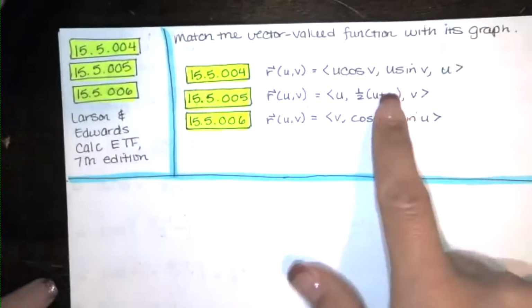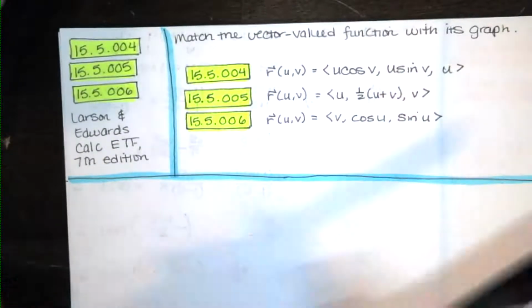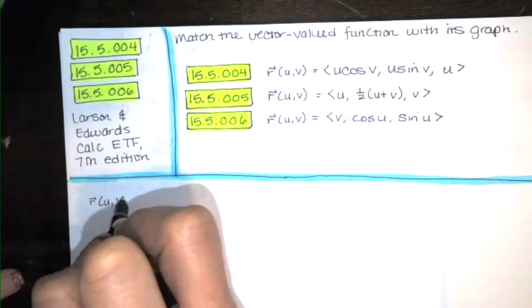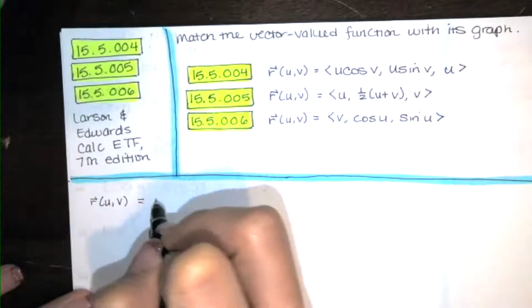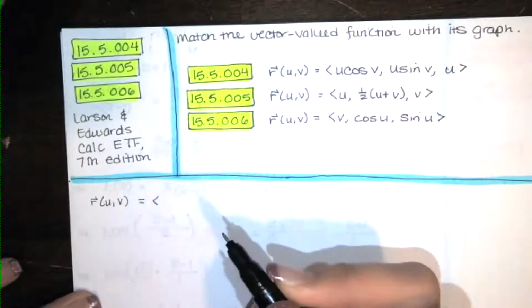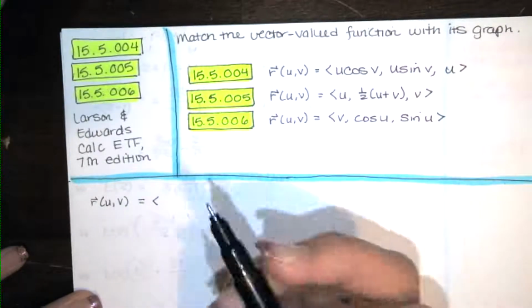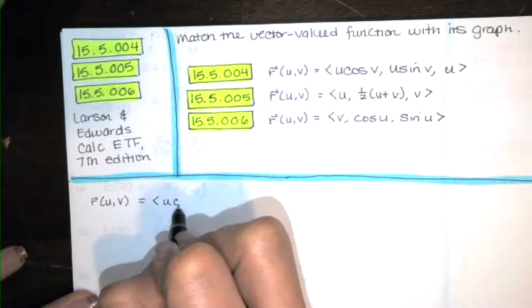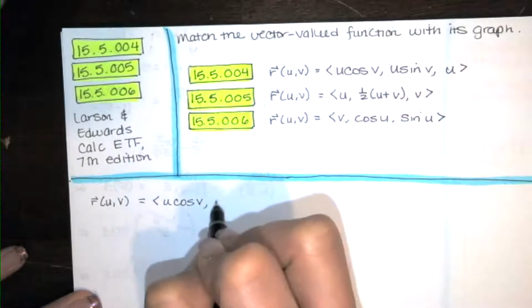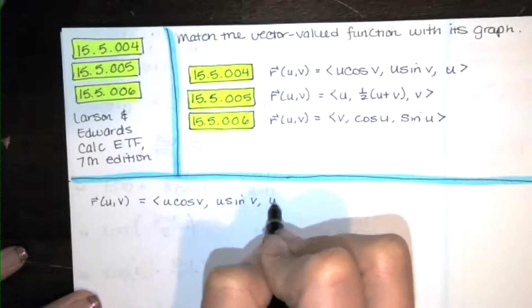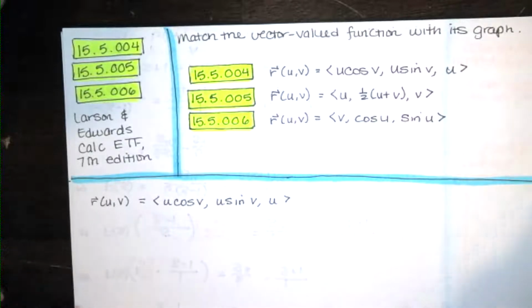Okay, so for the first one, if I want to graph this, basically what I'm going to do is try to eliminate the parameters u and v and write the equation of the surface entirely in terms of x, y, and z. We call that writing the rectangular equation of the surface. And it can be done relatively easily. We just have to remember a few things.